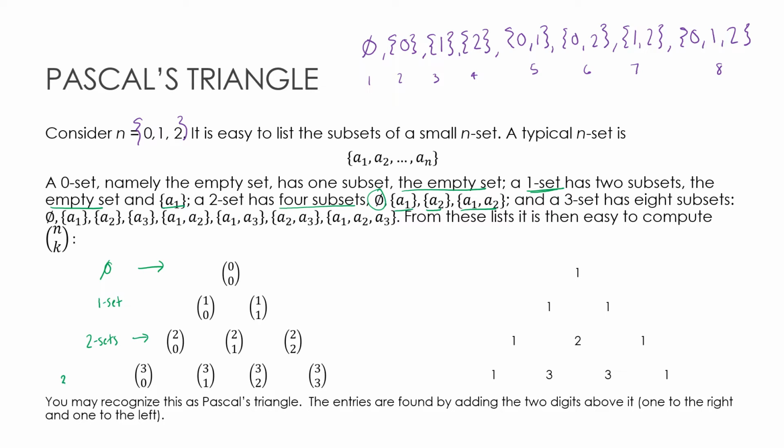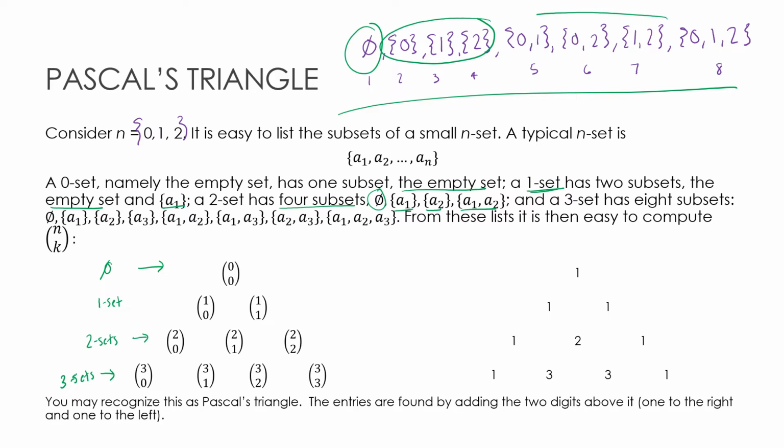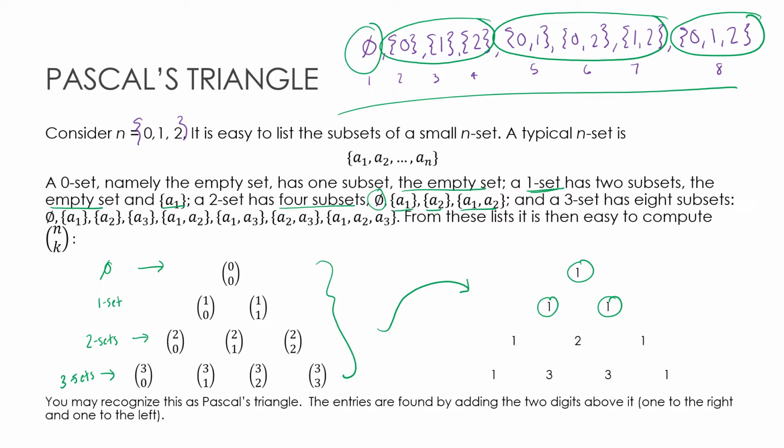I have the empty set, which means I choose 0, I can choose 1, or I can choose 2. And then I have my 3 sets. Well, we already went through this one above, because that was a 3 set. I can choose 0, 1, 2, or 3. Now, this Pascal's triangle translates to these values. 0 choose 0 is 1, 1 choose 0 is 1, 1 choose 1, etc.